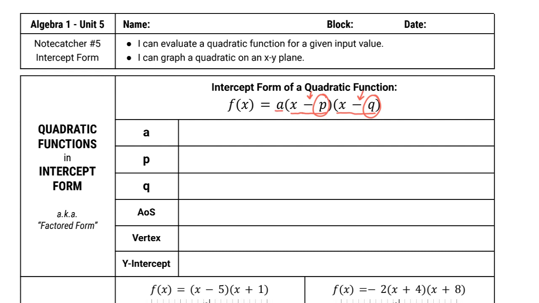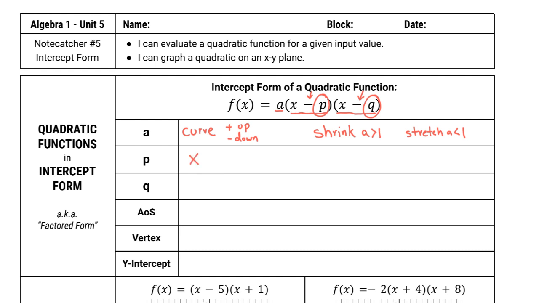What we also verified was that A still controls the curve. If it's positive, it curves up. If it's negative, it curves down. It'll also control shrink and stretch. It'll shrink if A is greater than 1, and it will stretch if A is less than 1. So A is actually doing the same thing in intercept form as it did in vertex form and standard form. So A is kind of a neat variable in that it does the same thing no matter what form we're in. P and Q are the new ones to intercept form.